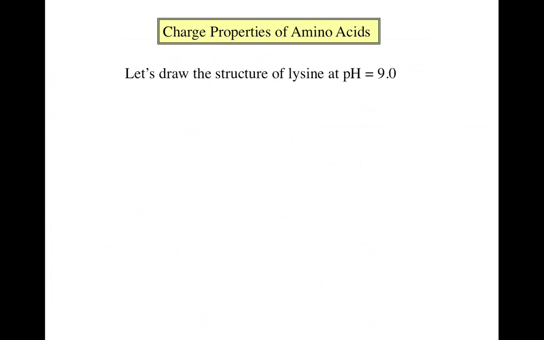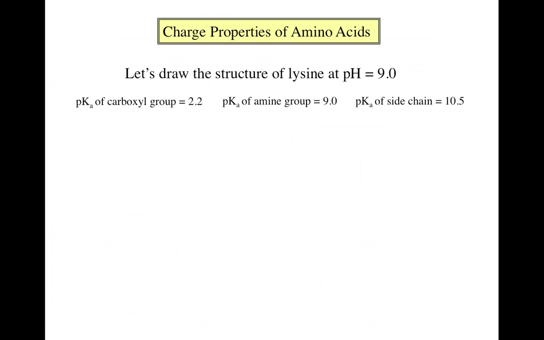Let's draw the structure of lysine at a pH of 9.0. Keep in mind that the pK of the carboxyl group is 2.2, the pK of the amine group is 9.0, and the pK of the R group is 10.5. Right off the bat, we know that the carboxyl group will be deprotonated, as the pH is higher than the pK, and we know that the R group will be protonated, as the pH is lower than the pK. But what about the amine group? The pH is the same as the pK.